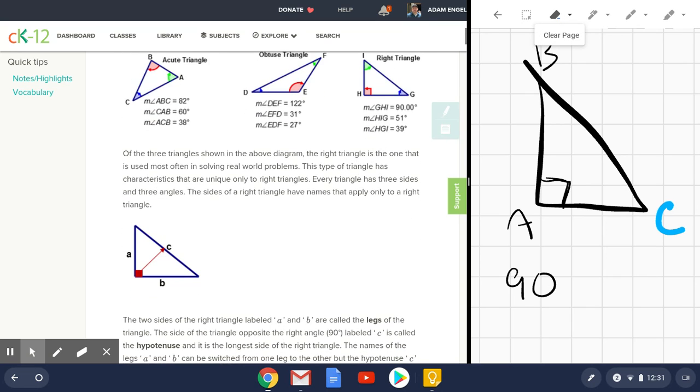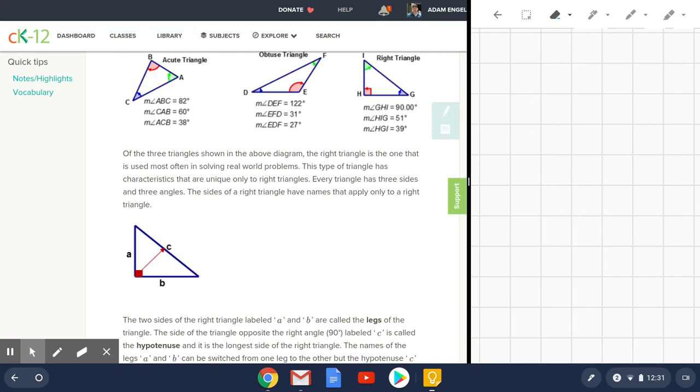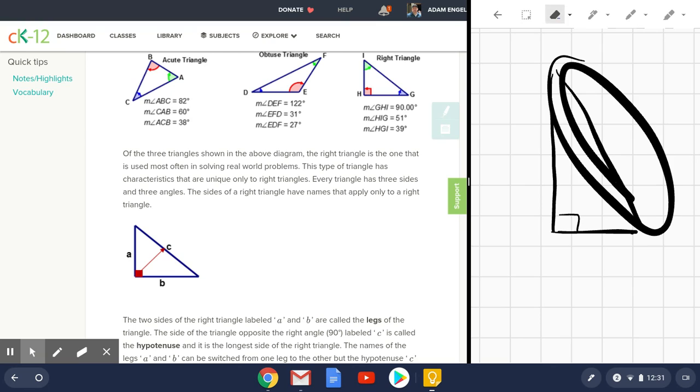Of the 3 triangles shown in the above diagram, the right triangle is the one that is used most often when solving real-world problems. So the problem earlier was talking about her trying to find the kitten on the house. A house is always, the outside paneling is most of the time just straight up and down, right? And then the ground is congruent with that. It goes along with that. So we have a right angle right here, right? So this would be the ladder in that example. So we have the house right there and then the ladder right there.